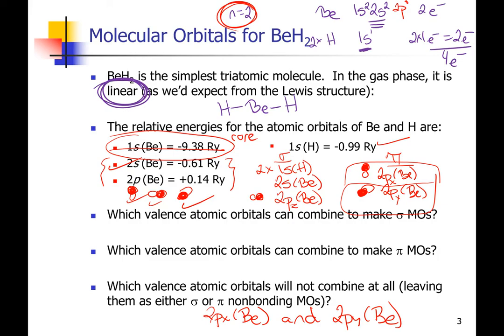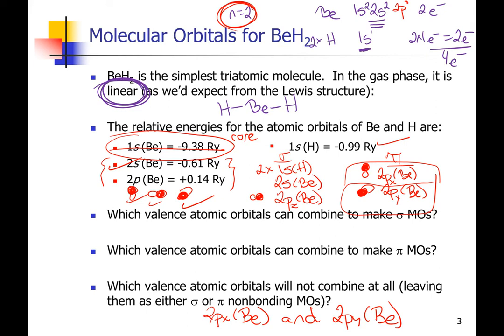Over in the sigma category, we have 4 atomic orbitals. They're all symmetry compatible. If we look at the energies, the 1s on the hydrogen is negative 0.99 Rydberg. The 2s on the beryllium is negative 0.61 Rydberg. Those are definitely close enough to combine. The 2p on the beryllium is plus 0.14 Rydberg.